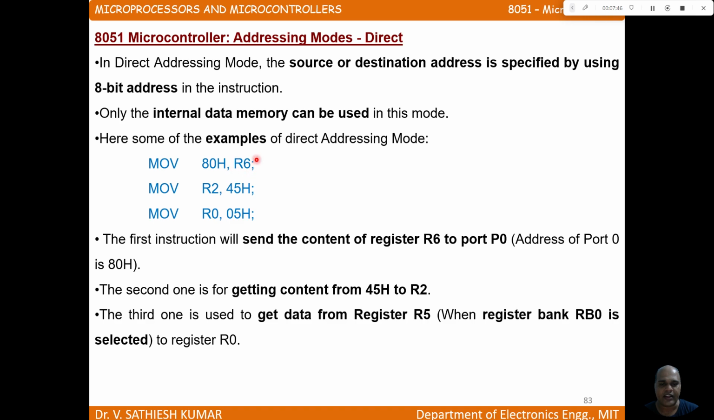So the register content R6 goes to your 80. So 80 is an address, the address of port 0. So R6 data goes to port 0.